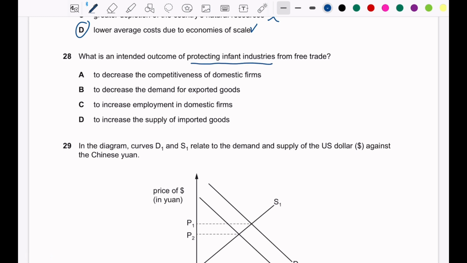28. What is an intended outcome of protecting infant industry from free trade? Infant industries are industries where new firms are just at the early stage of their development. So A, to decrease the competitiveness of domestic firms. Wrong. To decrease the demand for exported goods. No. To increase employment in domestic firms. Yes, it's correct. To increase supply of imported goods. No, this one should be decrease. So the answer is C.